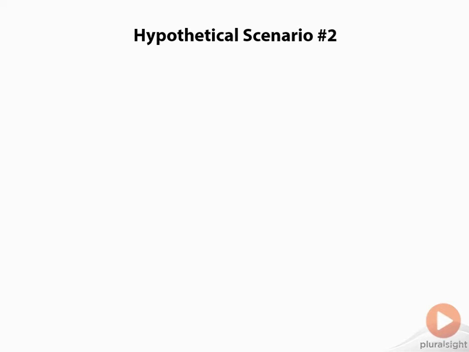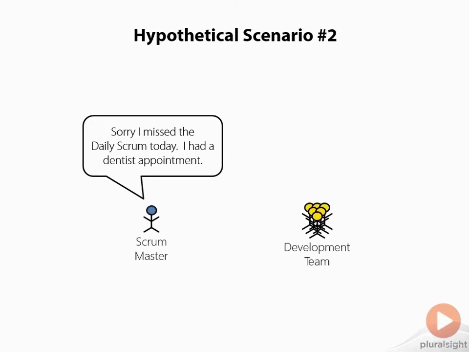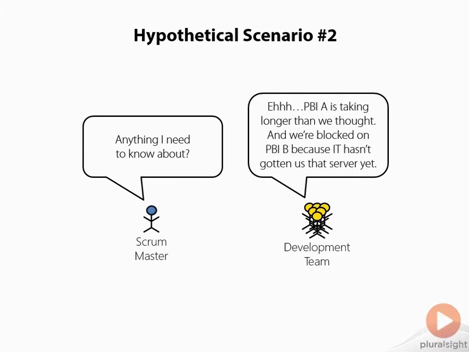But let's take a different scenario. Scrum Master, dev team, Scrum Master says, sorry, I missed the Daily Scrum today. I had a dentist appointment. Anything I need to know about? The development team says, PBI-A is not going so well, and PBI-B is blocked because the IT organization has not gotten us that server we need yet.